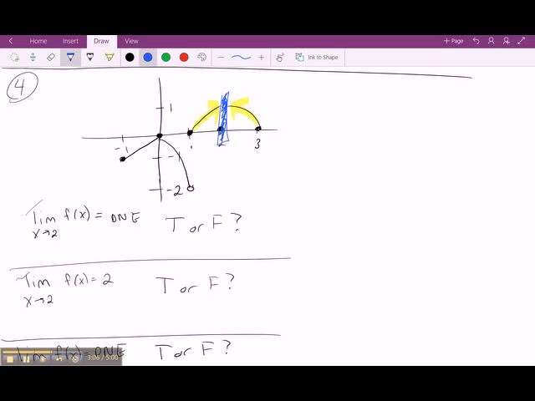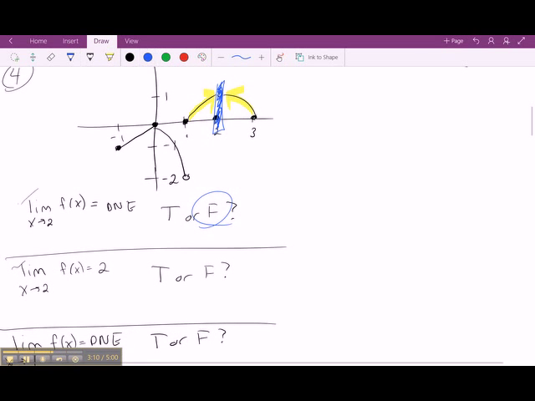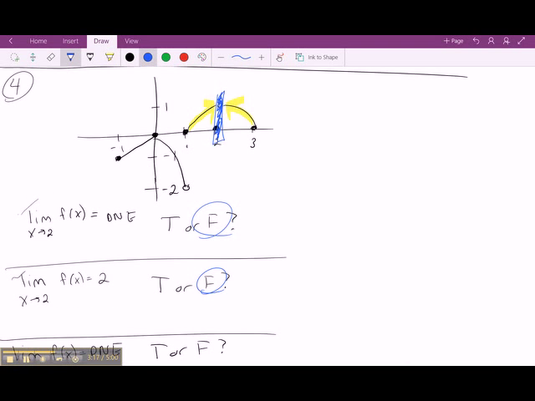So on part A it says that it does not exist. That's false. On part B it says that that limit should be 2. I would say that's false. And that's because the limit as x approaches 2 for this function should be 1. Okay.